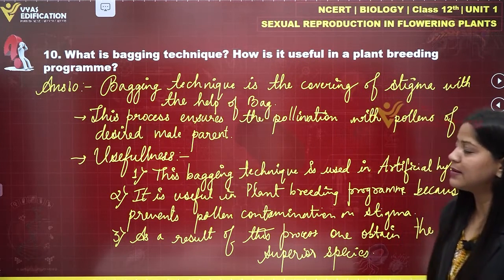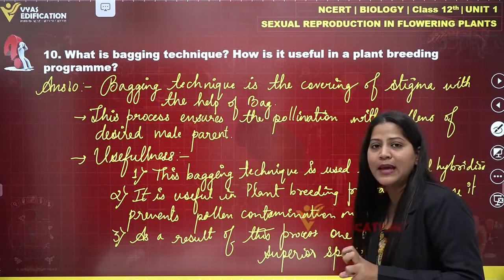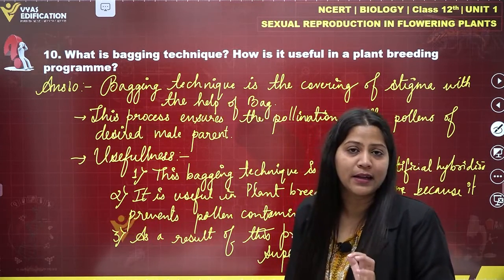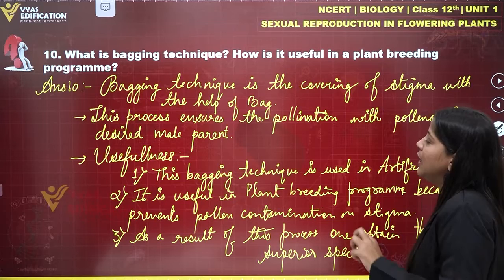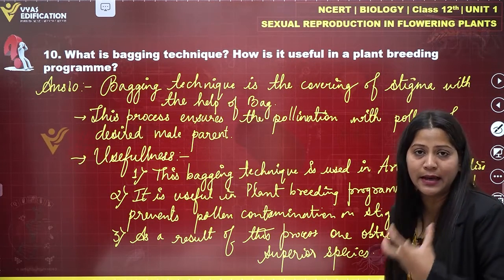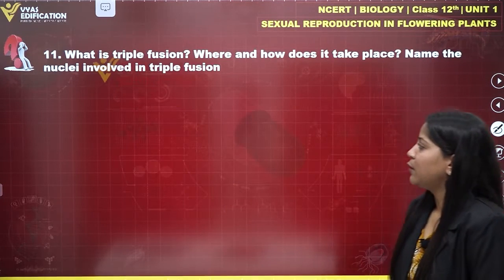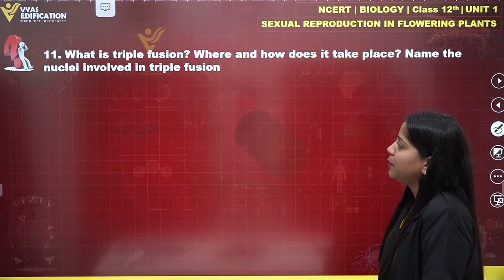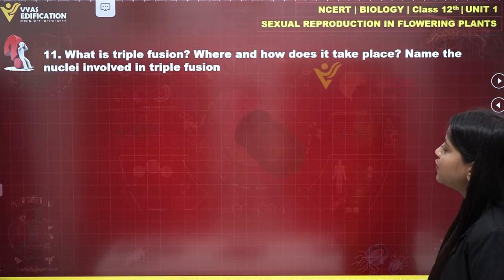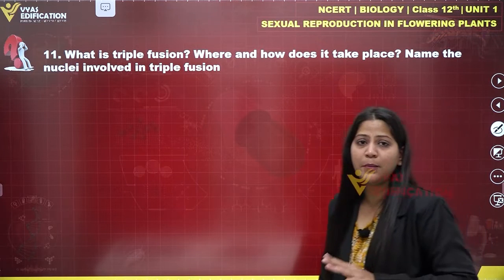Alright, so this is the complete solution of question number 10. We have completed what the bagging technique actually is along with its definition, and also discussed the usefulness or benefits of this bagging technique. Now we have question number 11 on the screen. What is triple fusion and where and how does it take place? Also name the nuclei involved in triple fusion. So this question contains 3 parts.